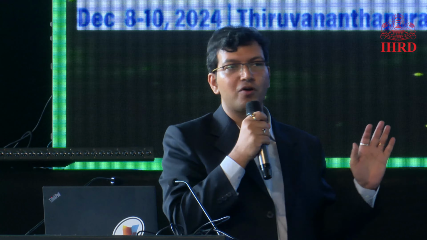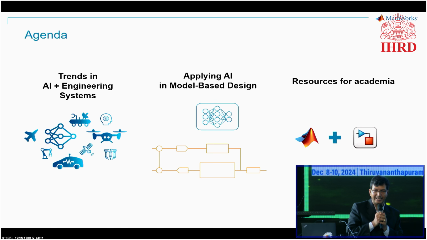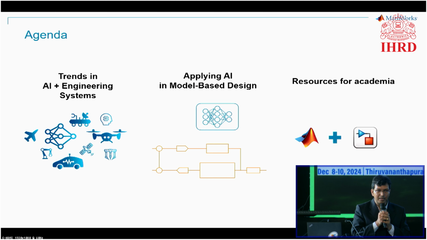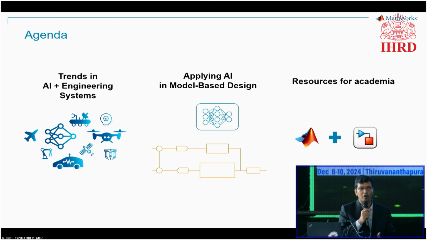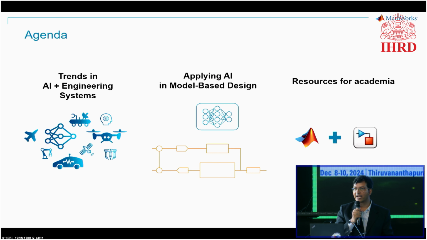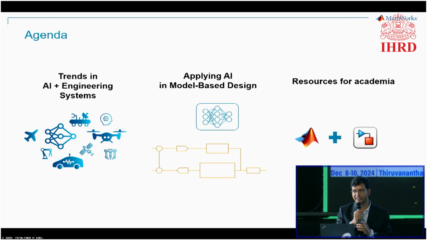So basically my talk will be divided into three parts. I will start talking about some of the key trends that we have observed in the area of integrating AI in engineering systems. And we will also try to find out what are the key learnings that we can take away from here. And as we plan to integrate AI in our systems, how can we go about it? And finally, we will talk about what could be some very interesting resources for academicians such as yours to continue in your journey towards integrating AI in engineering systems.